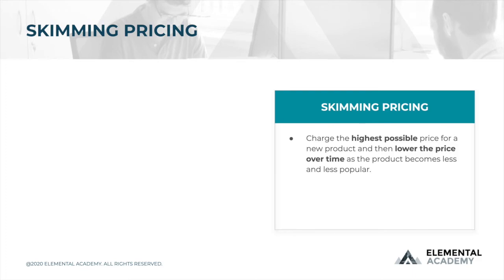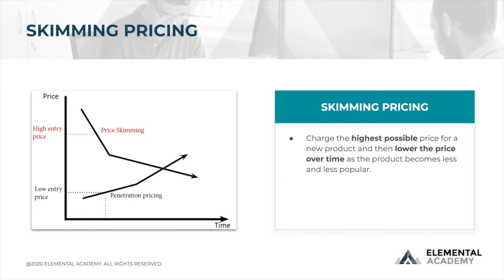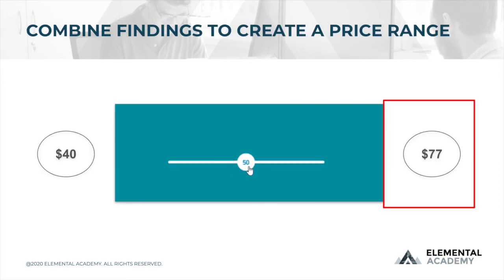The second pricing strategy is skimming pricing. It's pretty much just the opposite of penetration pricing. So you start at a high price point and then lower it over time. Again, given that our price range should be between $40 and $77, if we wanted to apply a skimming pricing strategy, we would price our MVP at around $77 and then decrease the price over time.